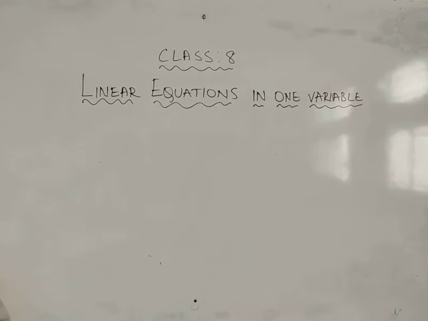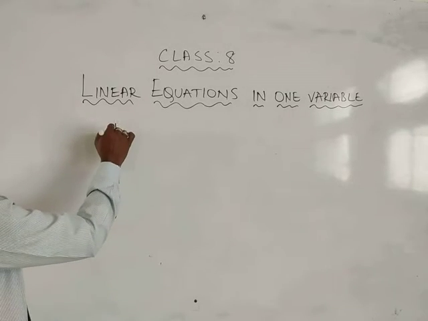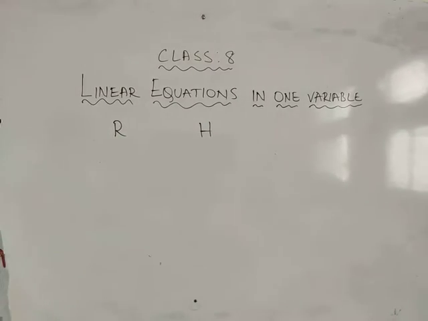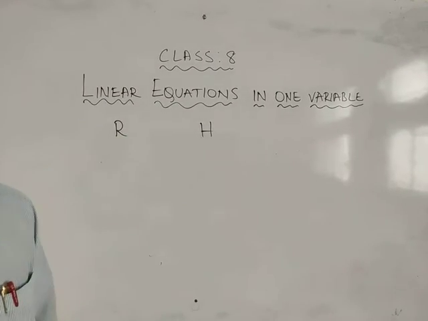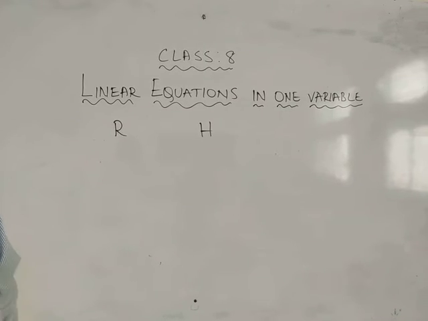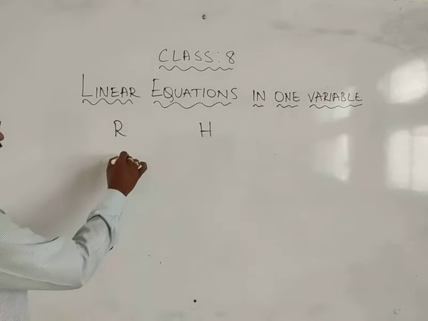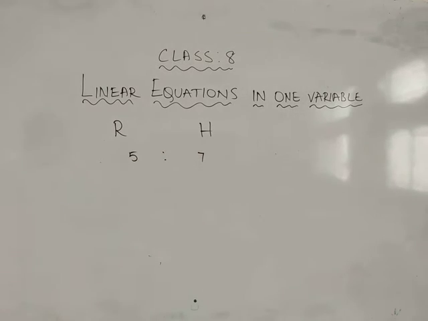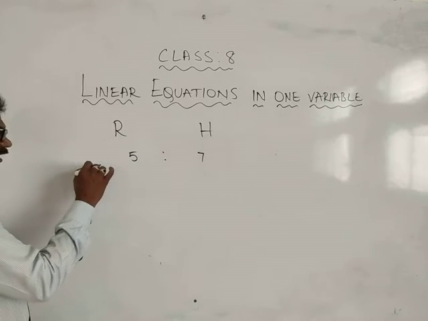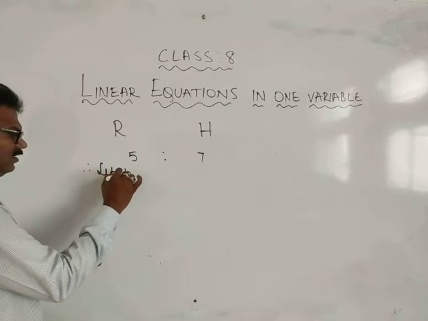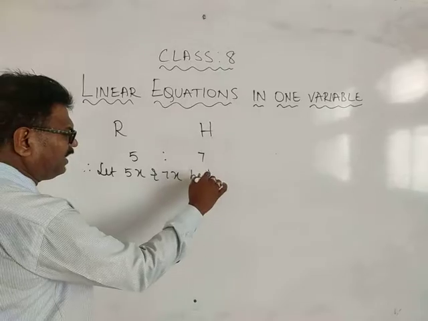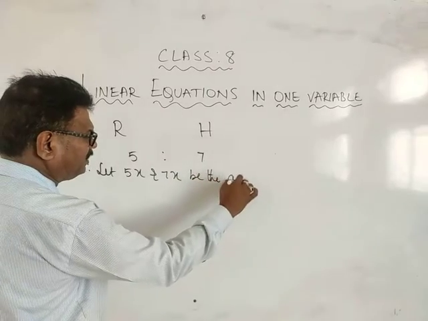The ages of Rahul and Harun. Here Rahul, here Harun. These two fellows are friends. Their ages are in the ratio 5:7. Therefore, let 5x and 7x be the ages.